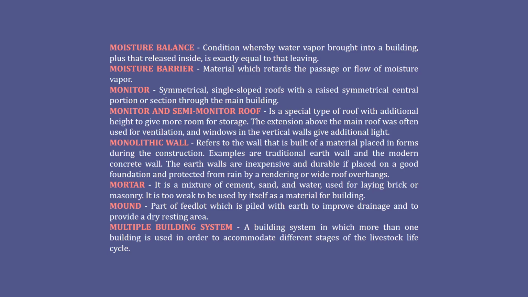Monolithic wall refers to the wall that is built of a material placed in forms during the construction. Examples are traditional earth wall and the modern concrete wall. The earth walls are inexpensive and durable if placed on a good foundation and protected from rain by a rendering or wide roof overhangs. Mortar. It is a mixture of cement, sand, and water, used for laying brick or masonry. It is too weak to be used by itself as a material for building.